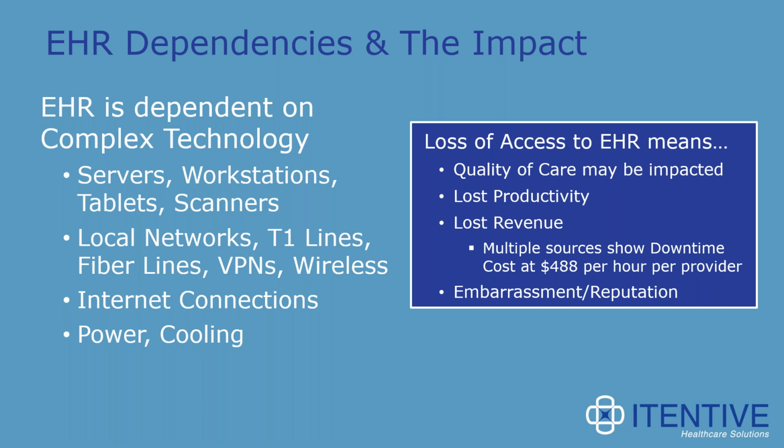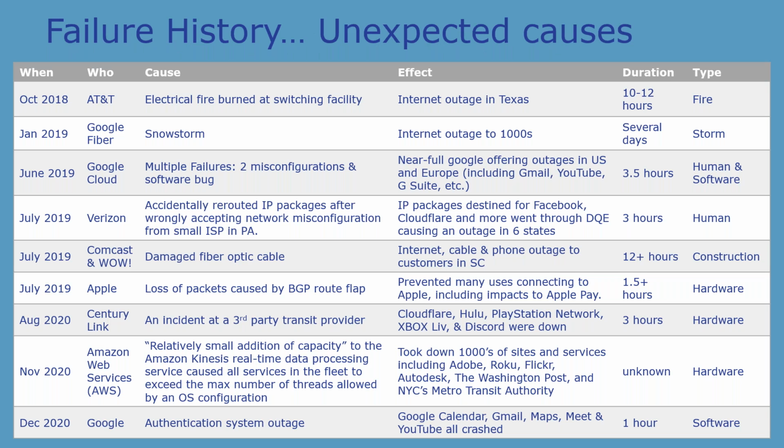So what does that mean to us? That means that quality of care can be impacted, lost productivity can be impacted, lost revenue could occur as well, and so it does have quite an impact on the organization when you lose access to your EHR systems. Because we become so dependent on our technology and it nearly works all the time for us, we tend to put how outages occur in the back of our mind and not really think about it.